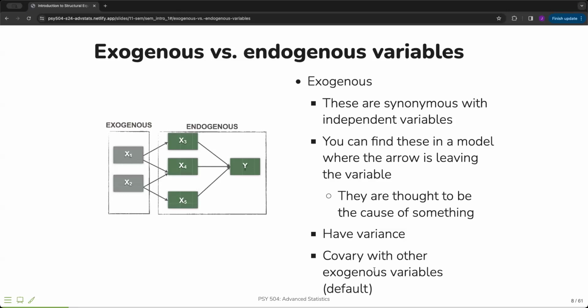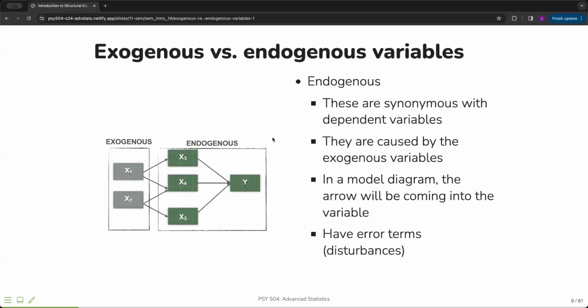So exogenous variables are also allowed to covary with one another. By default, exogenous variables are meant to correlate with one another. When I say covariance, I just mean correlate with one another if we're talking about it in a standardized sense. So for example, X1 and X2 are allowed to correlate with one another, and by default, the programs usually allow them to correlate with one another.